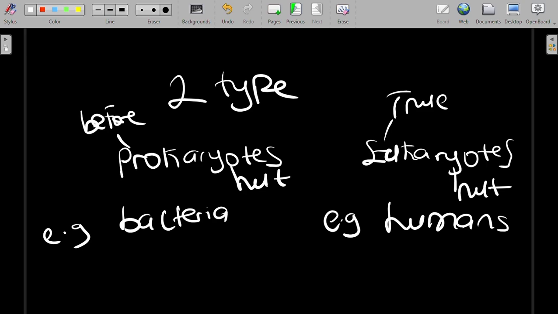So prokaryotes are cells that do not have a well-defined bounded nuclear membrane, while eukaryotes are cells that have a well-defined bounded nuclear membrane. Don't worry, we are going to dive deeper in our next lecture on cells, but I'm just introducing you to cells.